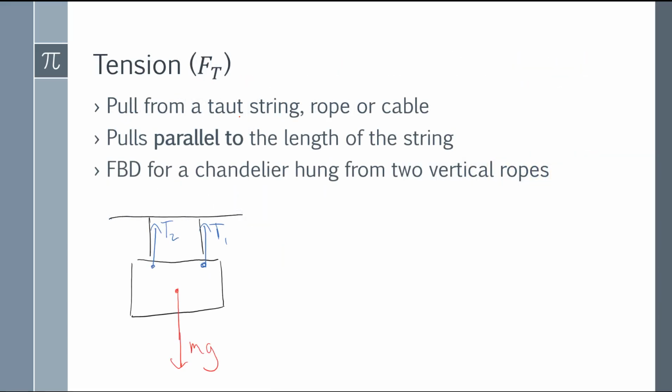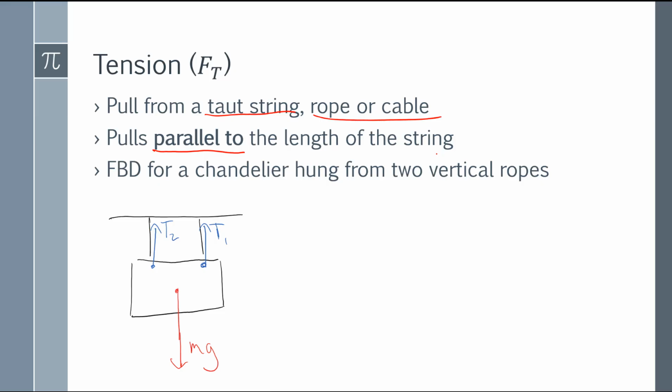Tension is a force from a taut string or a rope or a cable. If you pull on a string and it tenses up, it applies a force. And it always pulls parallel to the length of the string. And the tension is going to be constant throughout the entire rope, at least in steady state for our intro purposes.